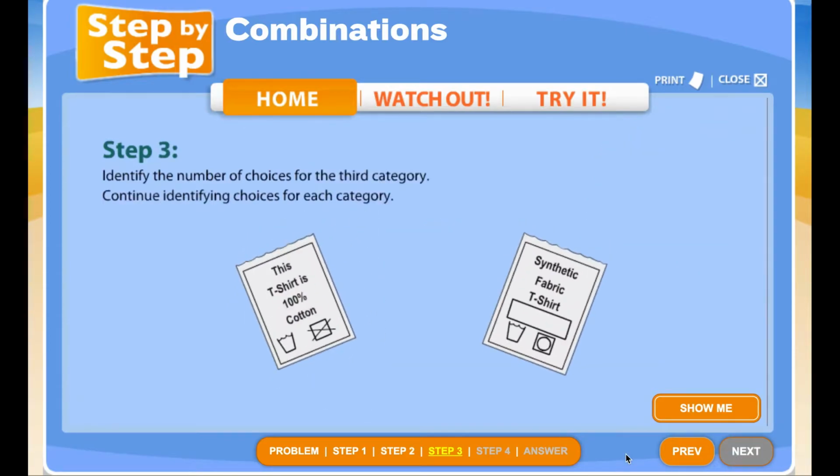Now, identify the number of choices for the third category. The third category is material. There's cotton and synthetic. That's 2.